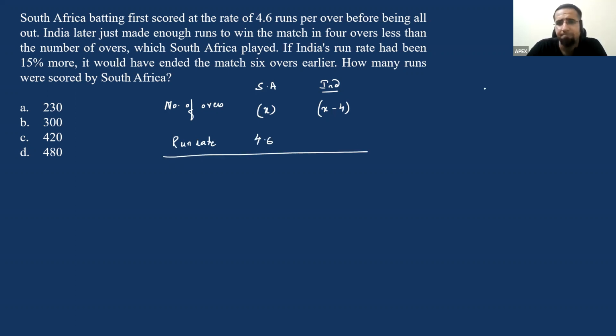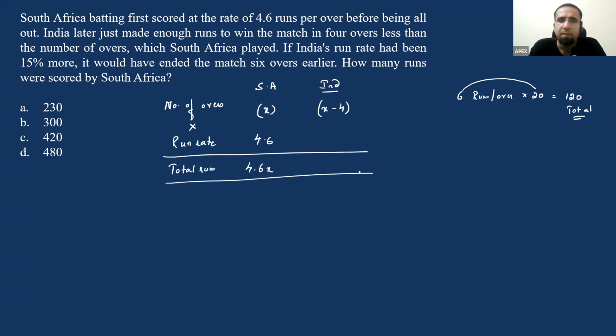Now, we need to understand that if I'm making 6 runs per over, and I am playing for 20 overs, right? So people who follow cricket should not have a problem here. So 6 into 20, so 120 becomes the total runs scored. So therefore, number of overs into run rate will be equal to the total runs scored. So total runs scored by South Africa becomes 4.6x.